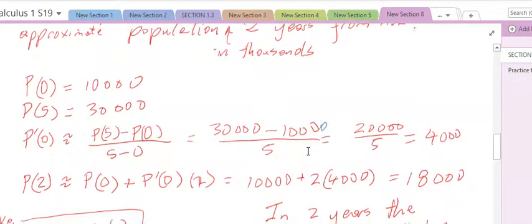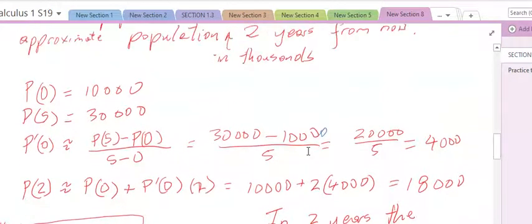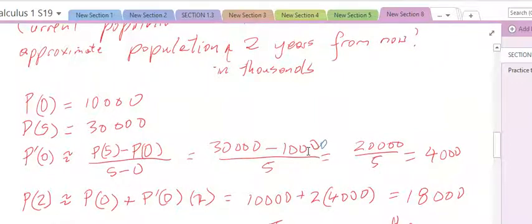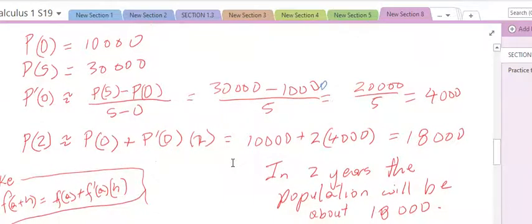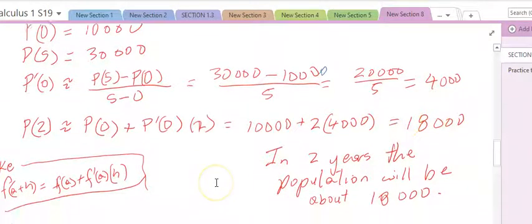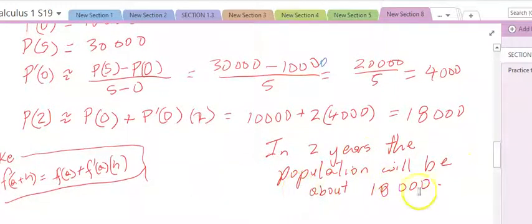Now we want to find p of 2 years from now. So that would be like 0 plus 2, where 0 is our current year, and then 2. So p of 2 is going to be approximated by p of 0 plus p prime of 0 times our h, which will be 2. So that's going to be equal to 10,000 plus 2 times 4,000. So we end up with 18,000. So in 2 years from now, the population will be about 18,000.